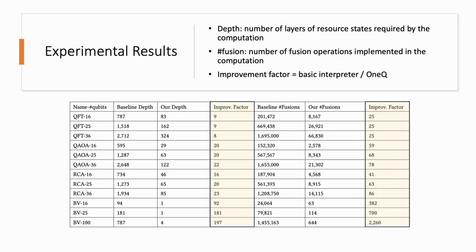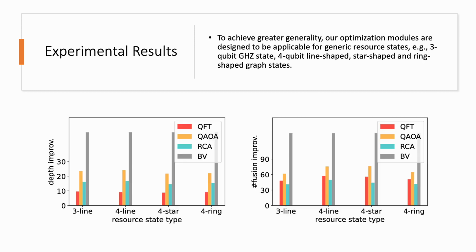In this table, we show the experimental results. As photonic qubits are generated in layers over time, the first metric is that we want to consume as few layers as possible. Since fusions are the most error-prone operations in the computing process, the second metric is that we want to minimize the number of fusions. It can be seen that 1Q achieves significant improvements in both metrics. Furthermore, it achieves the same levels of improvements for resource states of various structures, such as the line-shaped, star-shaped, and ring-shaped graph states, which shows the generality of our framework.